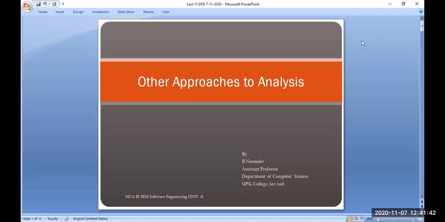This is about the second unit, first topic, SRS. In the next class, we are going to discuss software architecture, the second part of the second unit.